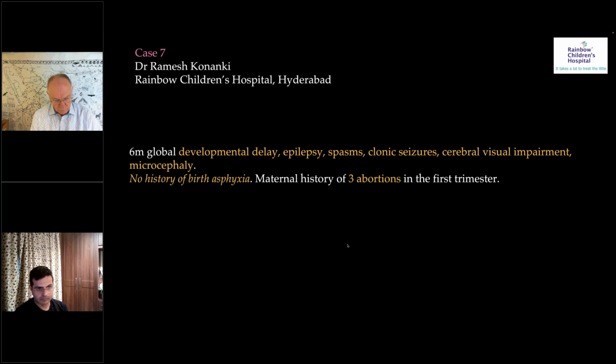So this was a 6-month-old child presented with global developmental delay, had epilepsy, infantile spasms, clonic seizures with cerebral vision impairment, and also had a small head. There was no history of birth asphyxia. This was a term child. There's a maternal history of 3 abortions in the first trimester.